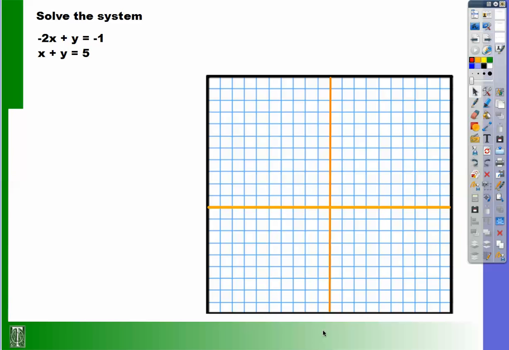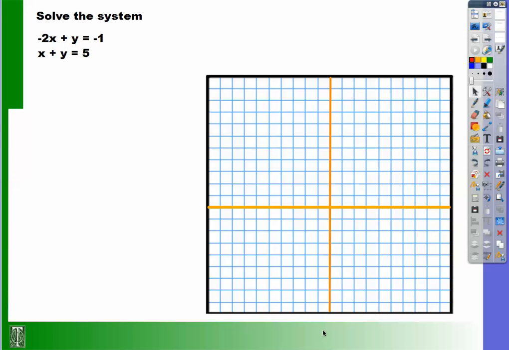Alright, so we are going to solve a system of equations using the graphing method. A system of equations, again, is when you have two equations that share variables or share some relationship that meet at a point most of the time. There are some special cases, but they meet at a point. And so the solution is where the two lines cross.